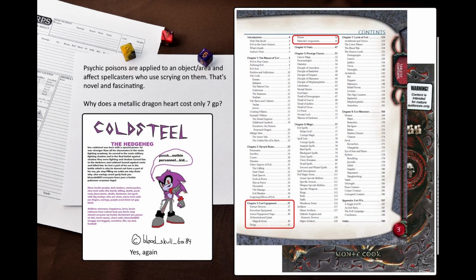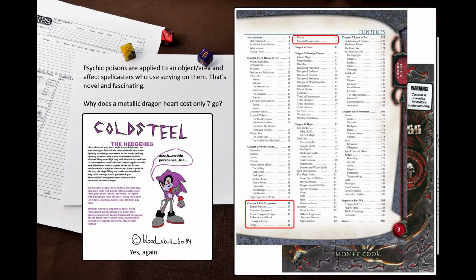Poisons are actually pretty cool. The book introduces a new poison type, psychic poison. This is something you apply to an object or an area, and it affects spellcasters who use divination, scrying and similar spells on the subject. That's a very outlandish concept, but I love it.